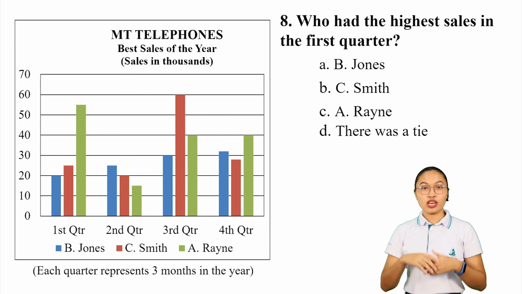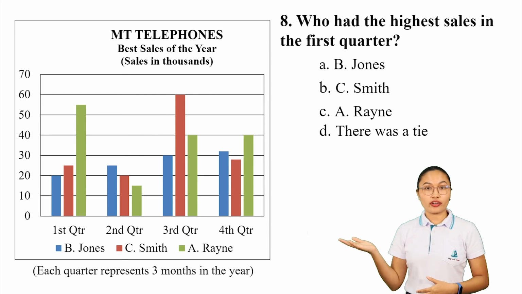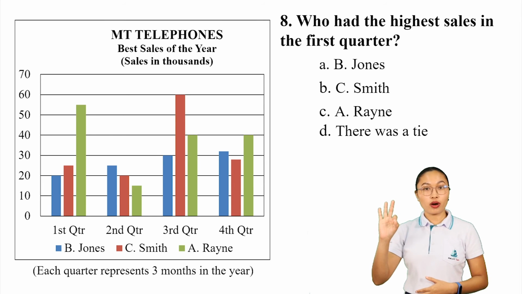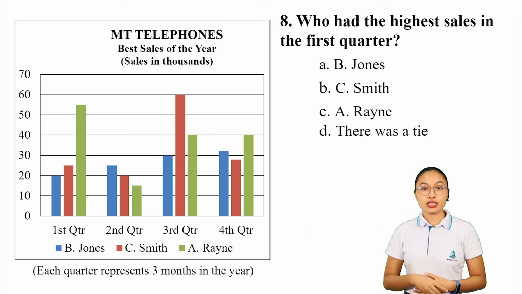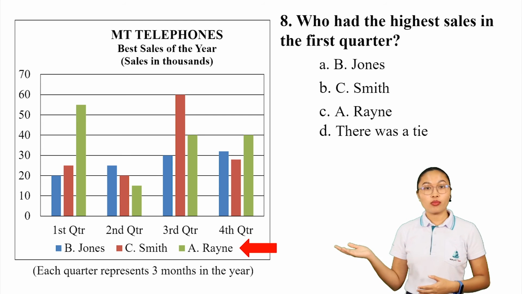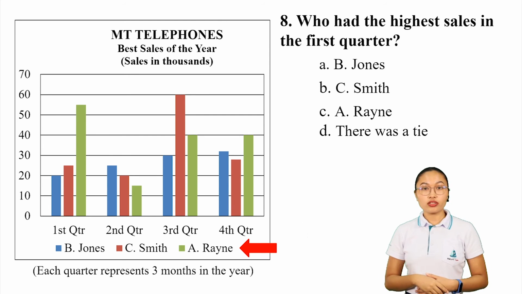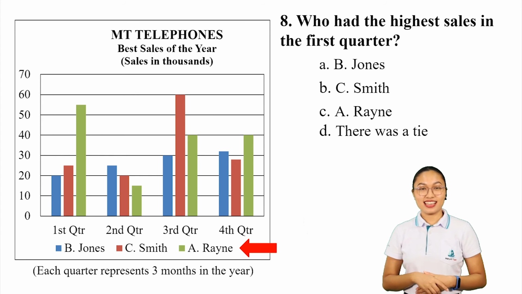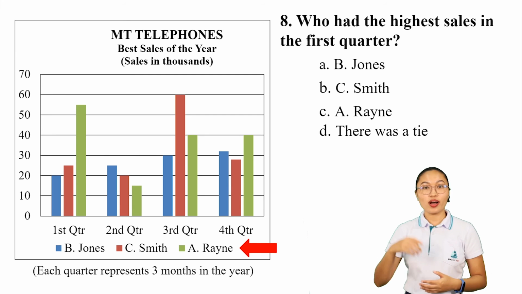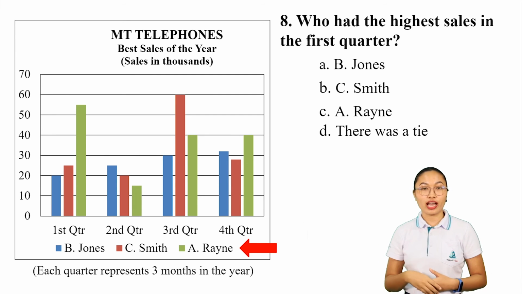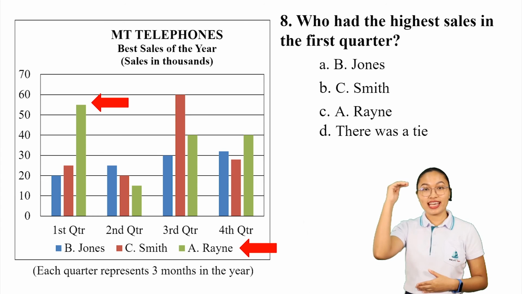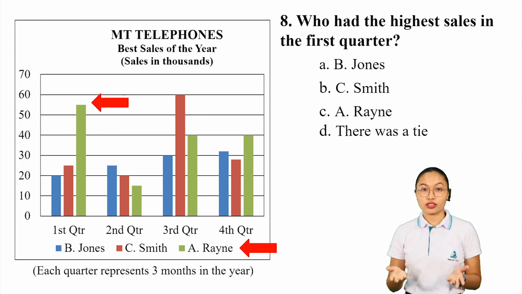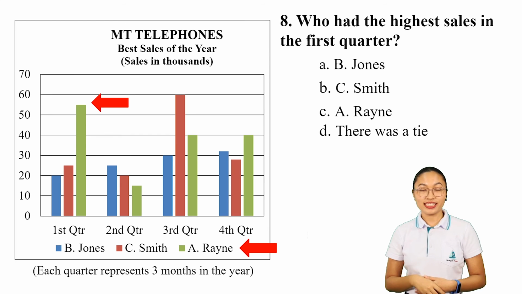Question number 8. Who had the highest sales in the first quarter? Looking at this bar graph, each quarter includes 3 bars with different colors representing each person that can be seen in the bottom part of the graph. We are looking for the highest sales in the first quarter. The highest sales goes up in the y-axis or the vertical data on the graph until between 50 and 60. This bar is in color green, which leads us to the answer, letter C, A. Rain.